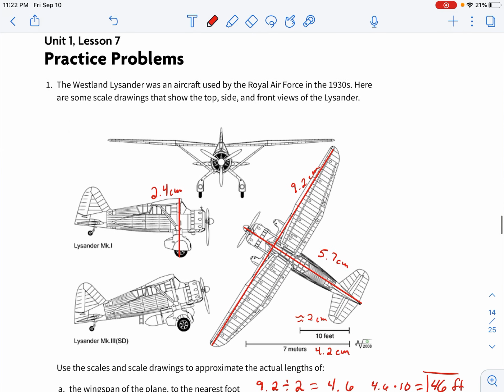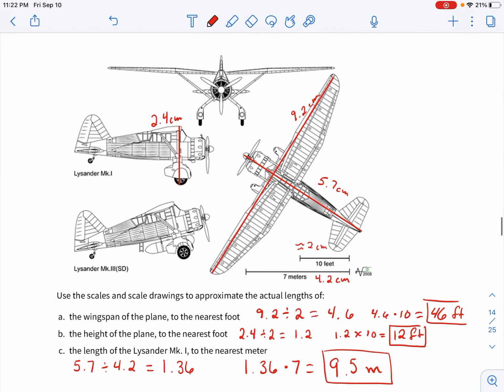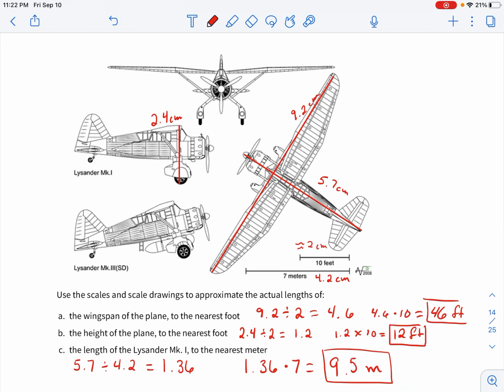All right, lesson number 7, practice problems. This first one gives you a scale down here, and then you have to use that scale to find the actual dimensions. So when I measured with a ruler, this 10 feet is equivalent to 2 centimeters. You might have something a little different, and that's okay. Your numbers should come out fairly close still.